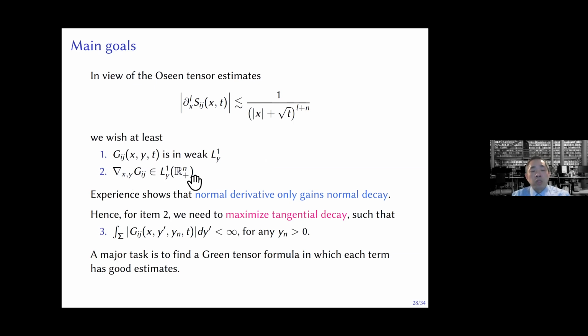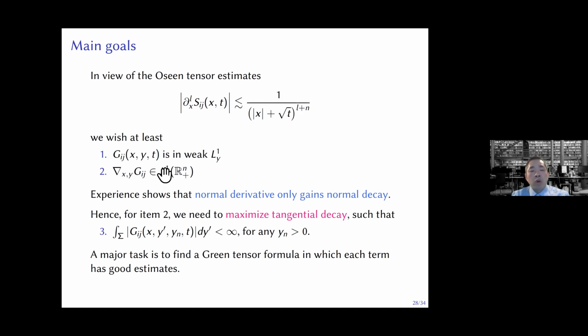This is very important because for our application to Navier-Stokes, we have u dot gradient u. So we can move the gradient to the Green tensor, so we have one derivative in Y. If that is integrable, then our integral formula will make sense. What we learned is that the normal derivative only gives us normal decay. It does not improve tangential decay. And this part includes the normal derivative, so it is not L1 in Y.